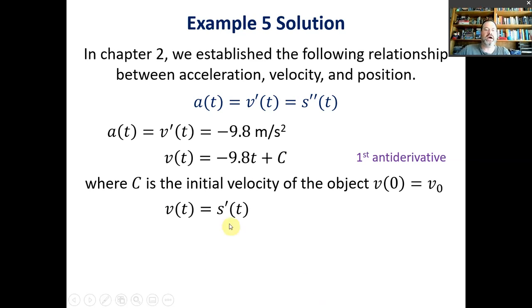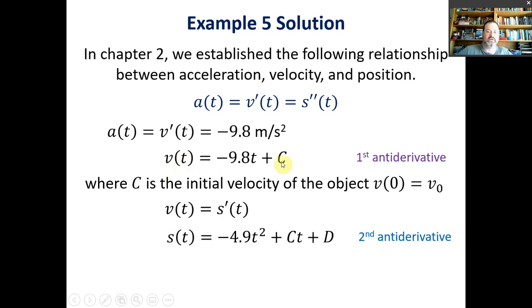All right, so now we know we need to look at velocity being the derivative of position. So I have to take the antiderivative of this, right? Well, we can see what's going to happen, right? This is going to be t squared over 2. Negative 9.8 divided by 2 is negative 4.9.